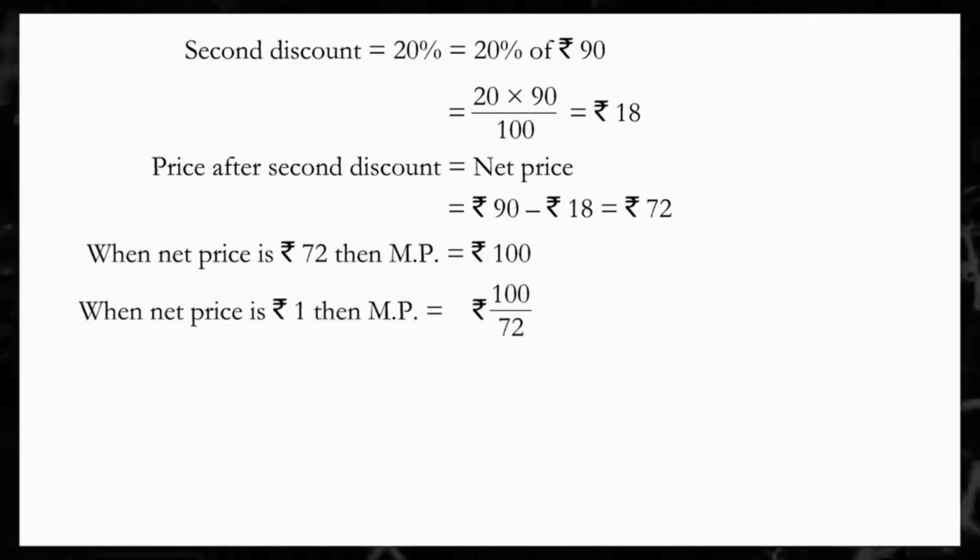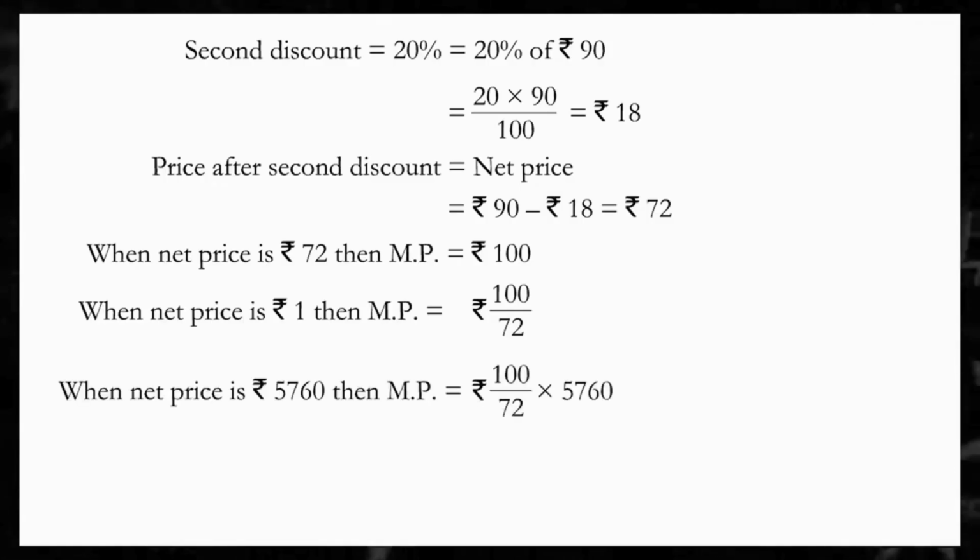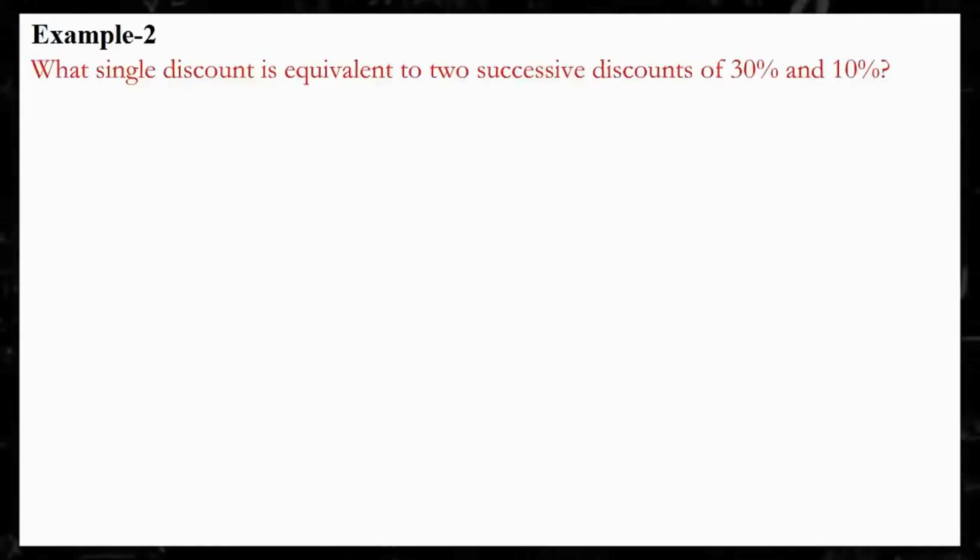When net price is rupee 1, then MP is equal to rupees 100 upon 72. When net price is rupees 5,760, then MP is equal to rupees 100 upon 72 into 5,760. This is equal to rupees 8,000.